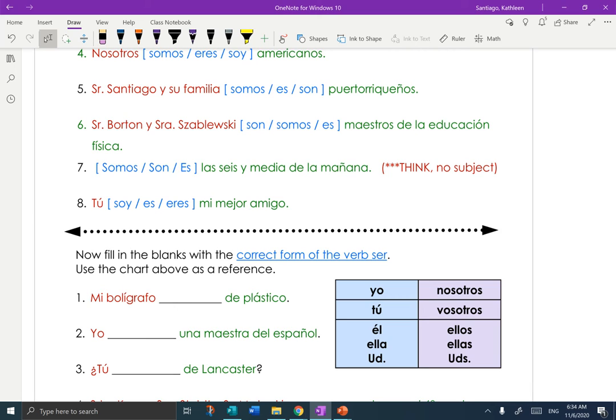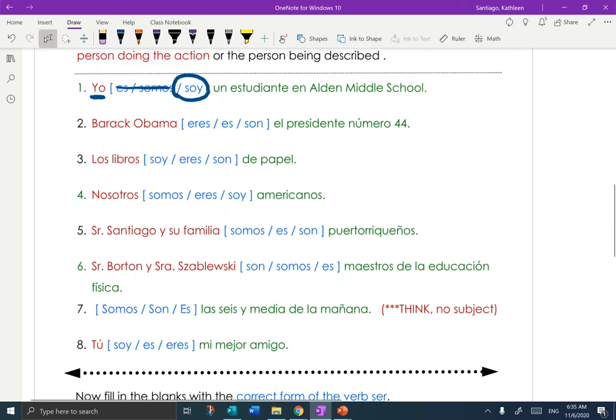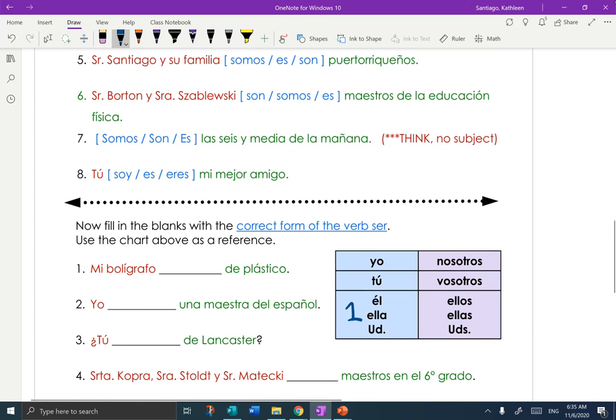Okay, so think about it and think about where it would fall. Mi bolígrafo, my pen. How many pens are we talking about? We're only talking about one pen. So I'm going to go back up and see what was the matcher for that. That was es. So I'm going to put mi bolígrafo es de plástico. My pen is made of plastic.